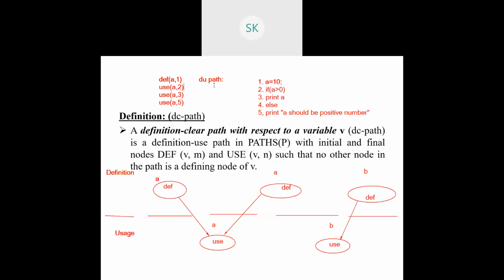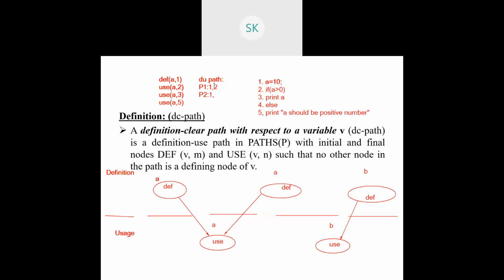Okay, so the first one is path 1. Path 1 can be found with the starting node as 1 and the ending node as 2: 1 comma 2. That's it for path 1. Whereas path 2, this is the DU path I'm talking about. The starting node should be the definition node, which we have already seen. The ending node should be the usage node.